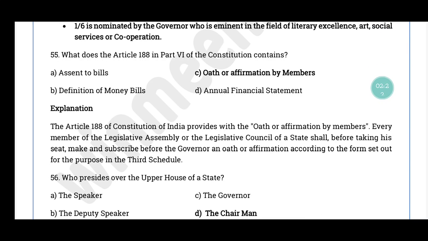Question number 55. What does the article 188 in part 6 of the constitution contain? The correct answer is option C, oath or affirmation by members. Article 188 of Indian constitution provides the oath or affirmation by the members. எல்லா legislative members-உம் assembly members-உம் legislative council members-உம் before taking the seat they make the oath or affirmation in front of the governor. அதோட purpose third schedule of Indian constitutionல குறிப்பிடப்பட்டிருக்கு.